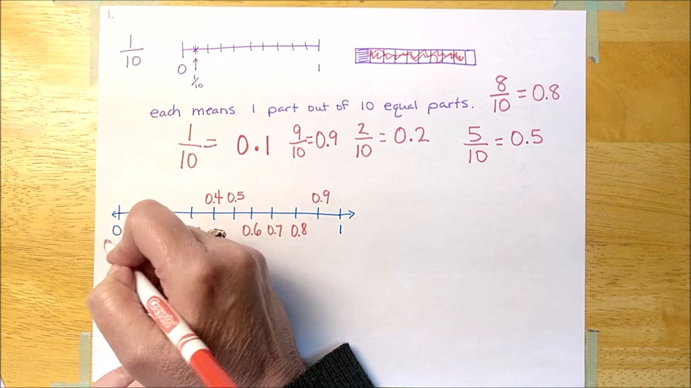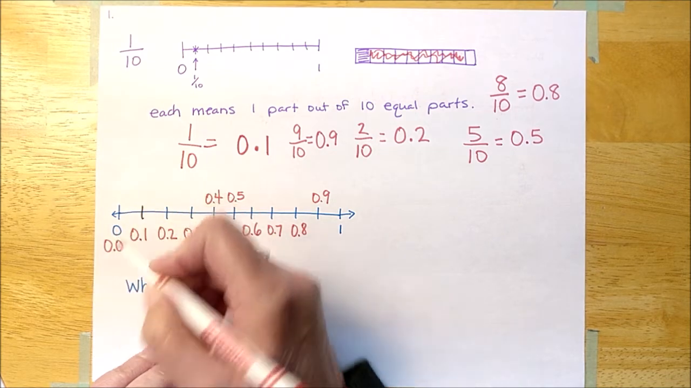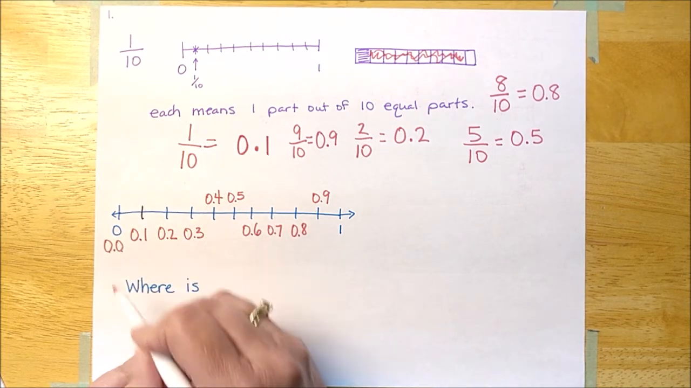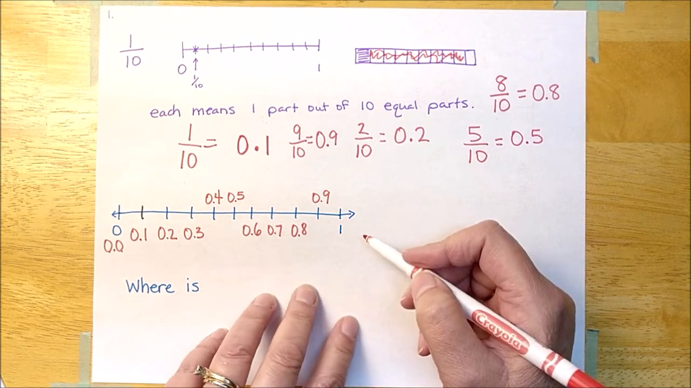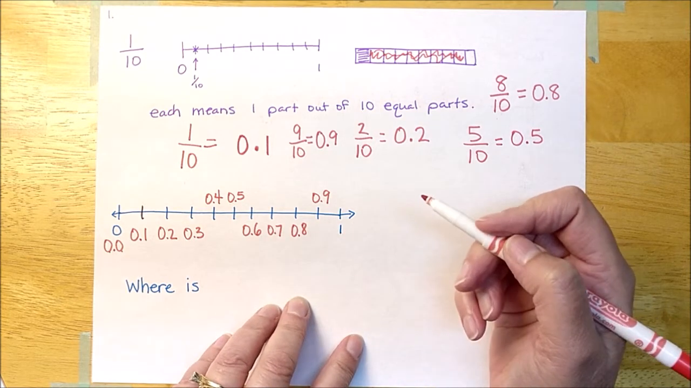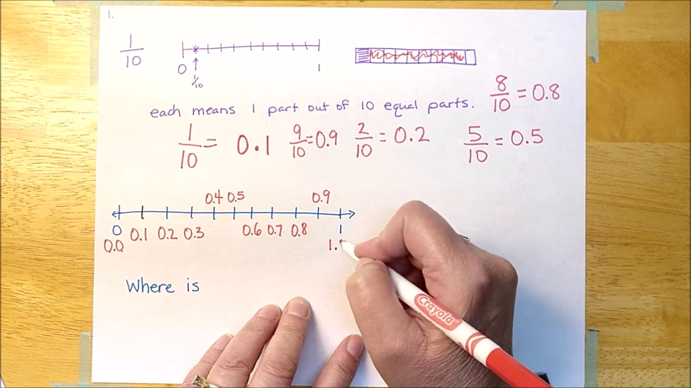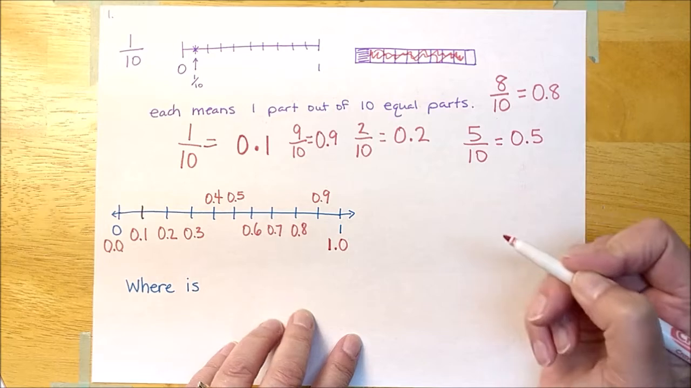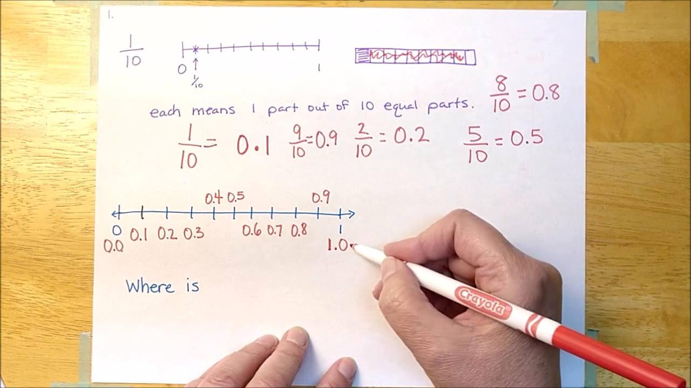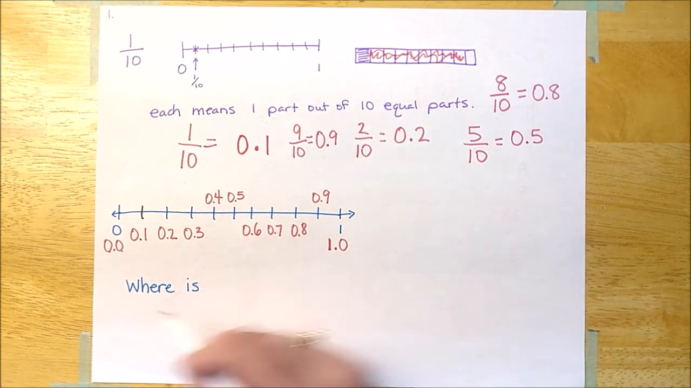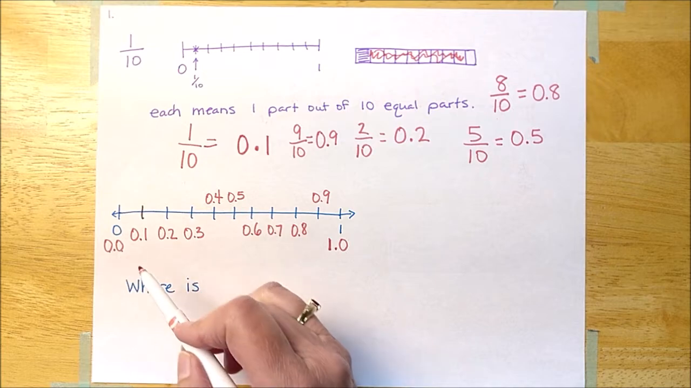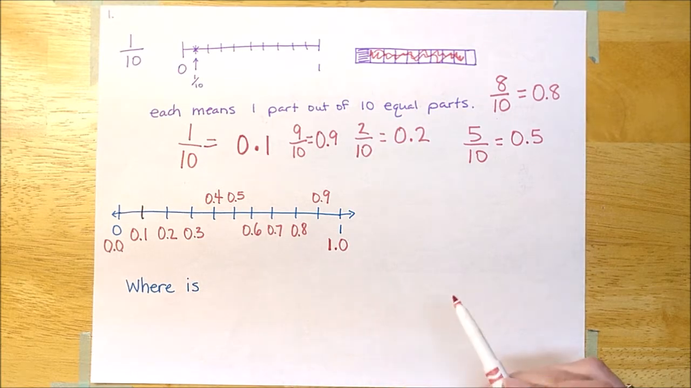Now I wonder how you would write 0 as a decimal. Some of you are very clever and have said 0.0. I have no whole ones and no parts. If I wanted to write 1 as a decimal, I have 1 whole 1 and no parts. So that's how I would write 1 in decimal notation, and that's how I'd write 0 in decimal notation.